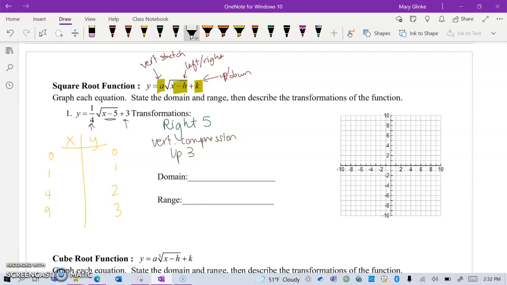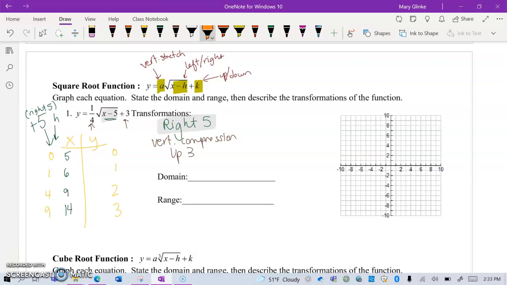So anything that is inside with the x is going to impact your x. So the right 5 is going to occur to your x values. So you're going to go ahead and add 5 of those to move it right 5. In essence, any h value is always going to change your x values. So if I were to take 0 and move it right 5, I'd get 5. 1 moved right 5 is 6. 4 moved right 5 is 9. And finally, 9 moved right 5 is 14.